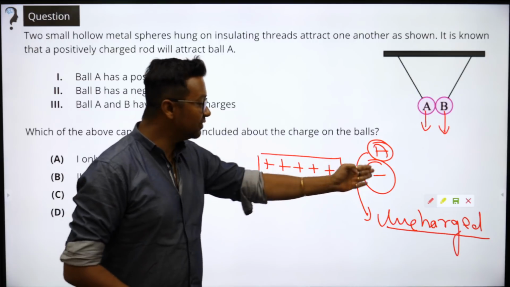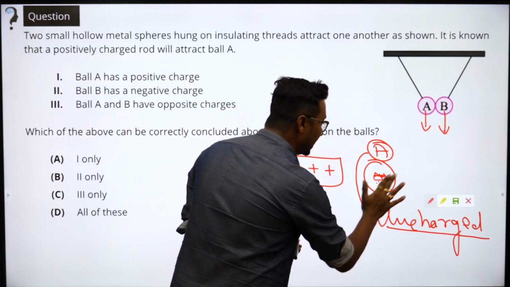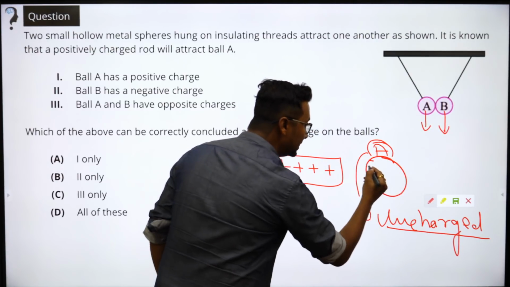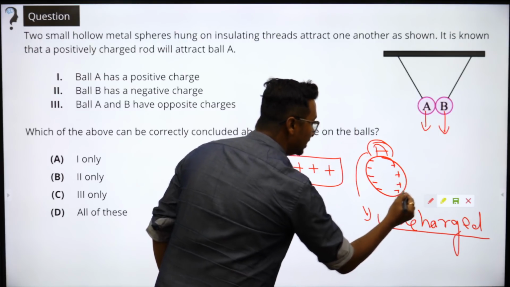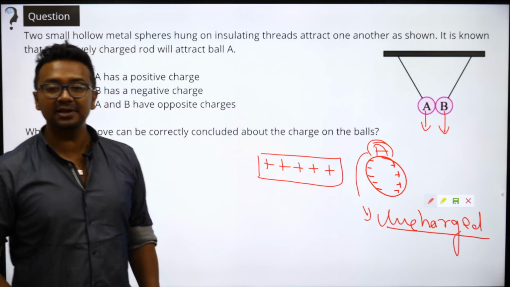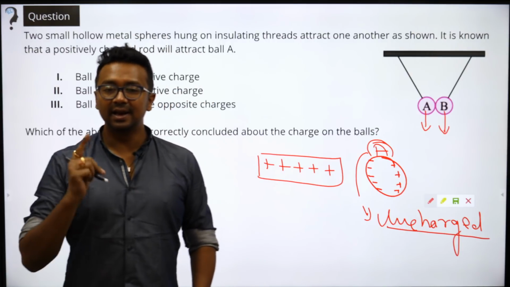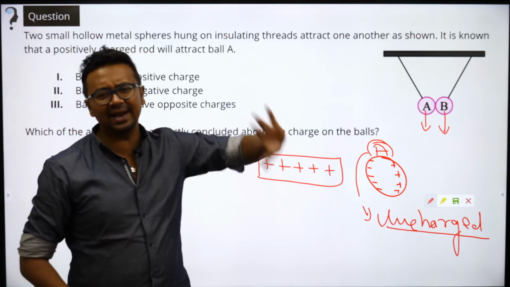Okay, due to the induction phenomenon, all the negative charges here, like this may be a neutral uncharged body, but the negative charges are going to appear here, positive charges are going to appear here, and even then they can attract each other. So I can conclude two things out of it if they are attracting. Number one, it could be uncharged. Number two, it could be totally negatively charged.